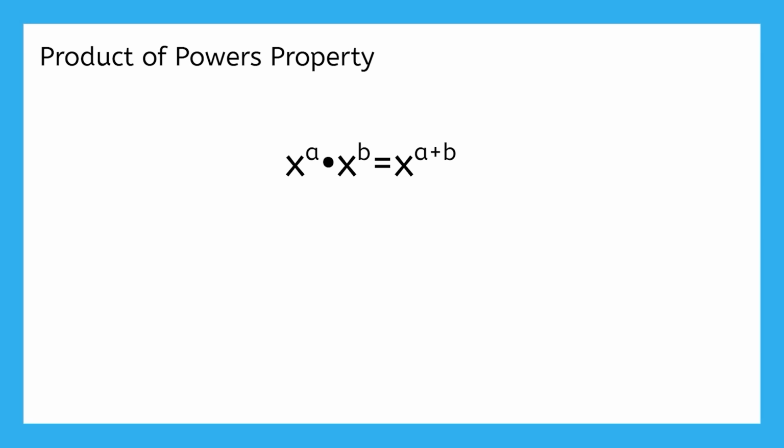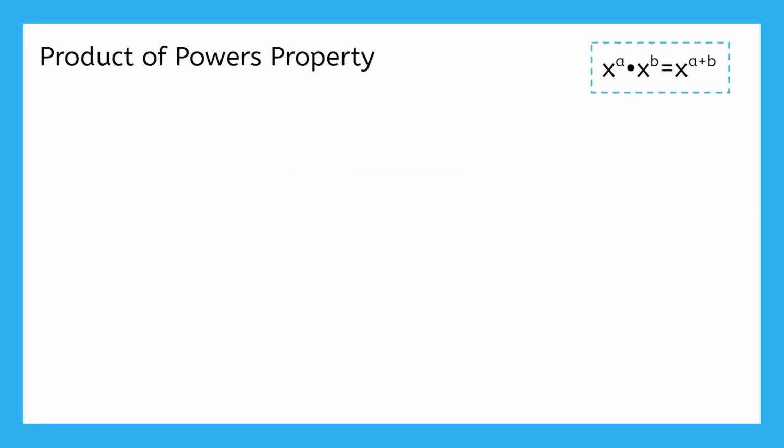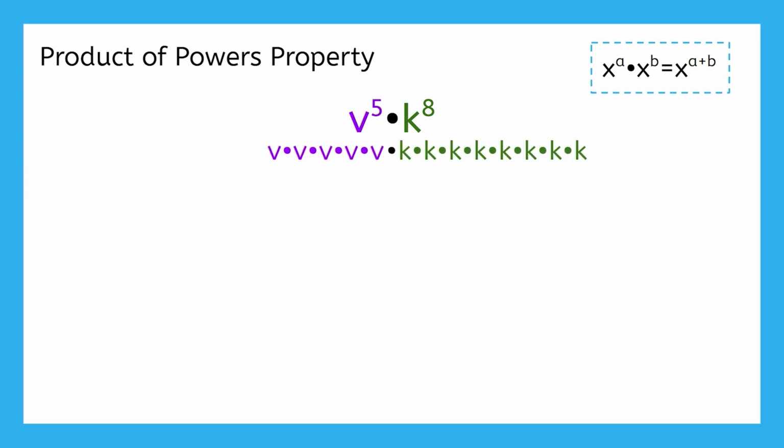It's really important to keep in mind that this property only works when the exponents have the same base. If we took that same example with v to the fifth, but then multiply it by k to the eighth, how would that change things? If we expand it, I have 5 v's and 8 k's. Can I combine these and rewrite them with a single exponent? No, I can't. This is already fully simplified. So make sure you check the bases of your exponents before you try to add them together.